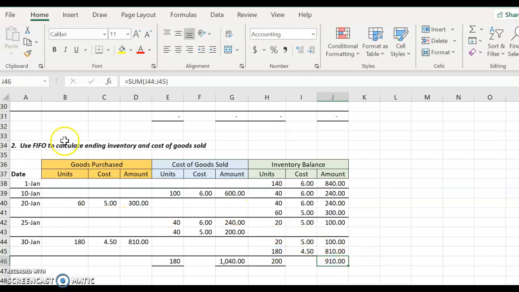In summary, then, under the FIFO method, I sold 180 units at $1,040. In my inventory, I have 200 units at a cost of $910. Notice in this case, this is sort of an odd one. Our prices are going down. Normally we see prices increasing. In a prices declining situation, the ending inventory will have a lower value and the cost of goods sold will be the greater value.